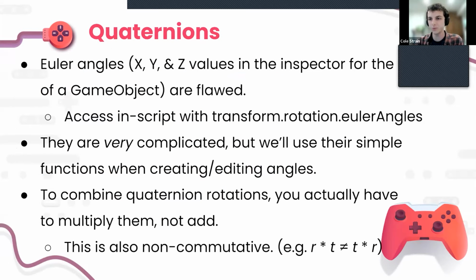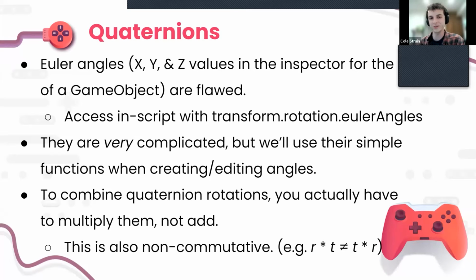So that's about it for rigid bodies. Next thing is quaternions. And this is where it gets super confusing, but luckily you don't have to worry about all the math behind it usually. Basically, Euler angles, which are pretty much the basic angles that you'll see in Unity's inspectors, like in the transform panel, you can set the rotation.